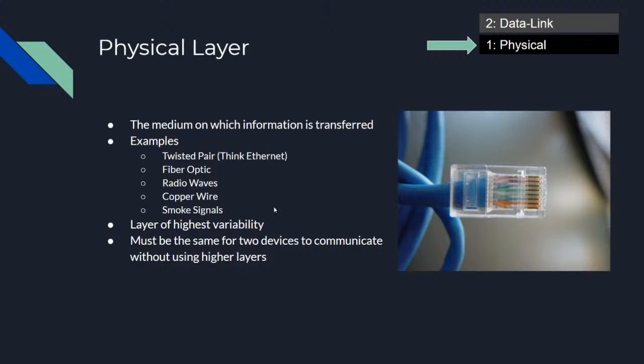If you can write a second layer for smoke signals, I'll be very impressed. But you could use smoke signals where you're like 1 puff equals 1, 2 puffs equals 0. I don't know, but you can use anything as a physical layer, and it's a layer where there's the most variability between devices. But the thing that must be common is that in order to communicate, you have to have devices in the middle that can speak two languages.